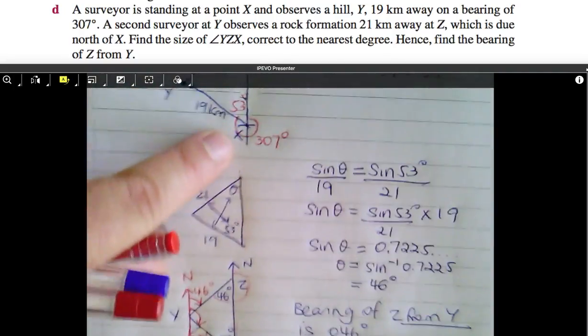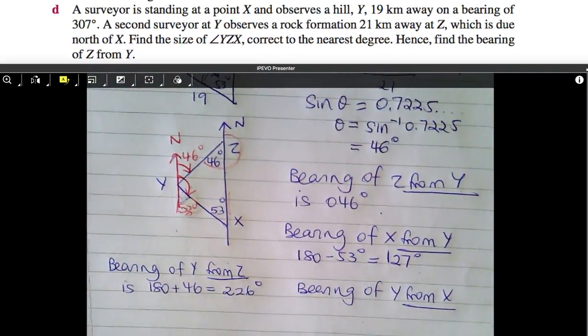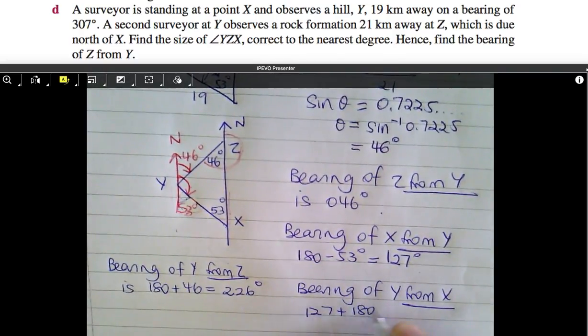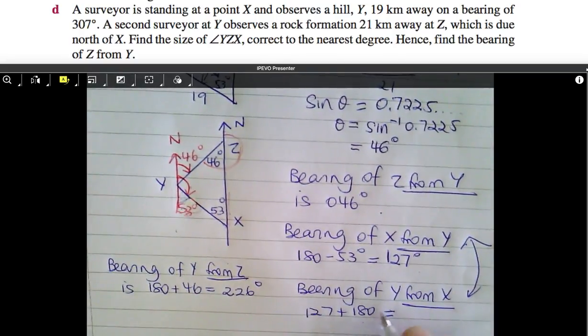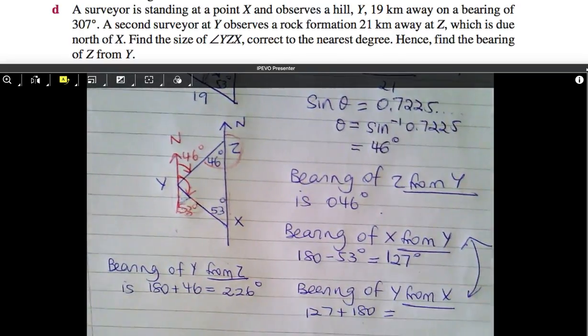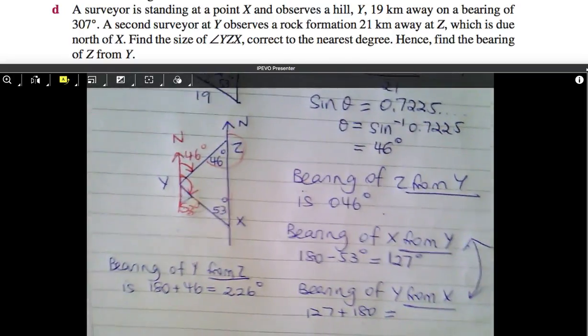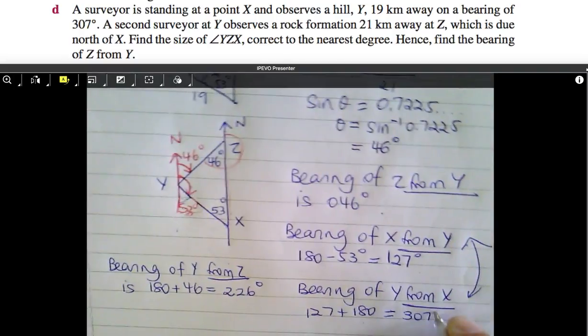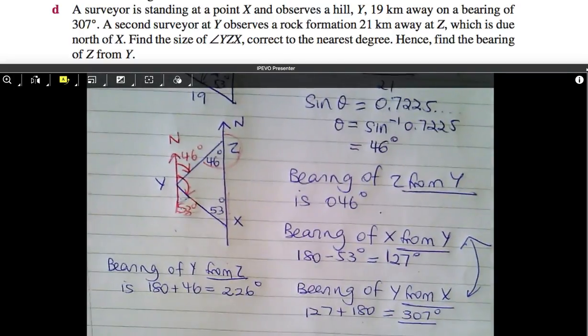It was given in the question up here. But notice the bearing of Y from X is 127 plus 180. This is just reinforcing that if you know the bearing one way, you automatically know the bearing the other way. Does that make sense? Which is 307. But girls, that was given to you in the question anyway. All right? The 307 is actually given in the question.